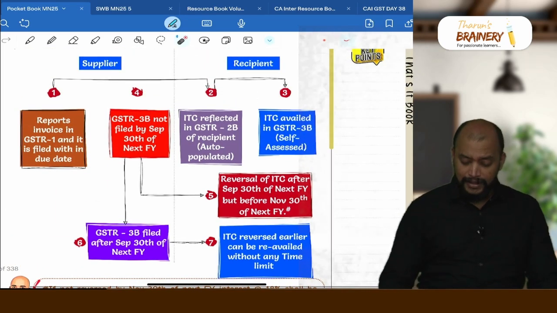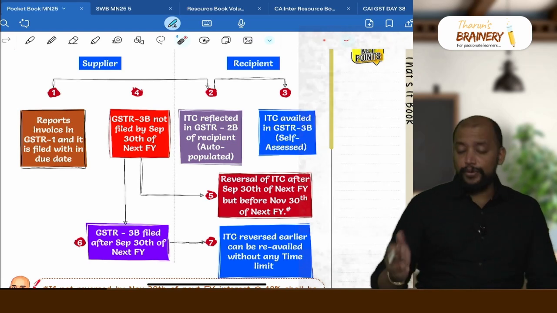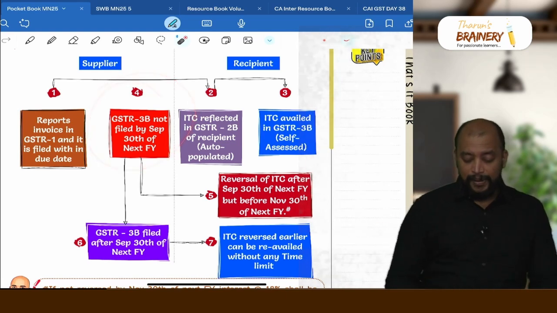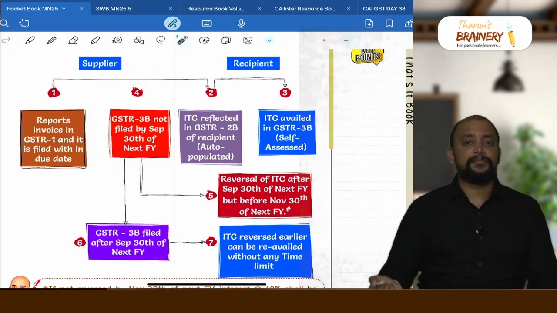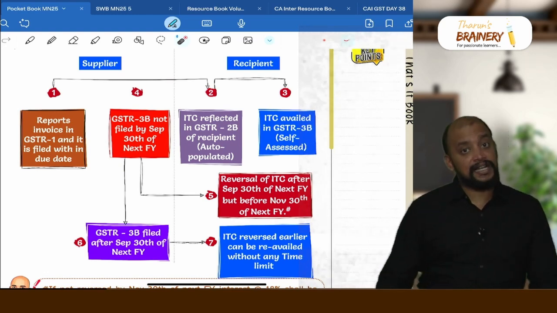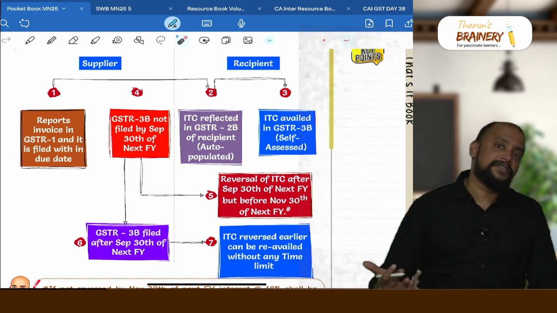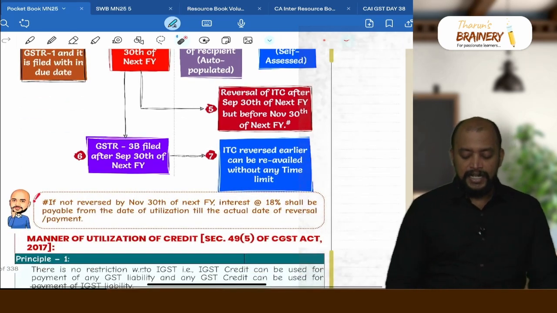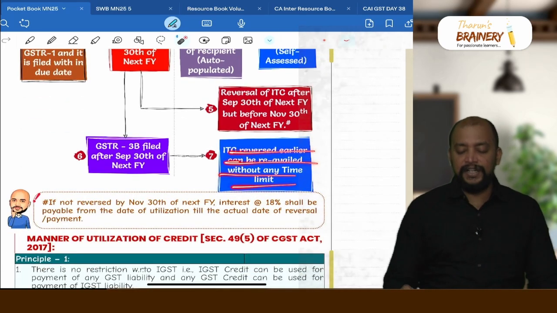Then here you can see, suppose at a later point of time the supplier files GSTR 3B after September 30th, can the recipient enjoy the ITC? Yes, he can. That is, whatever ITC was reversed can be re-availed without any time limit. ITC reversed earlier can be re-availed without any time limit.